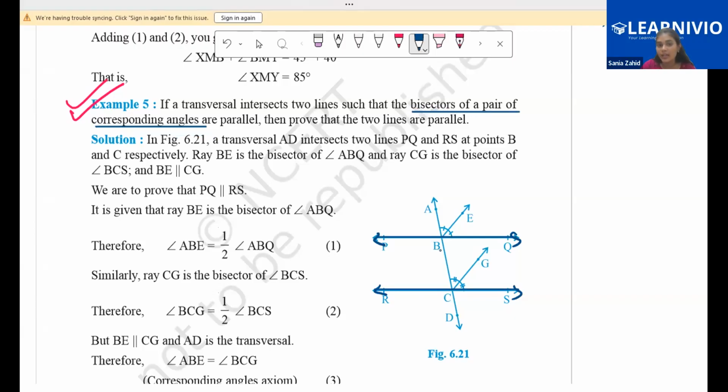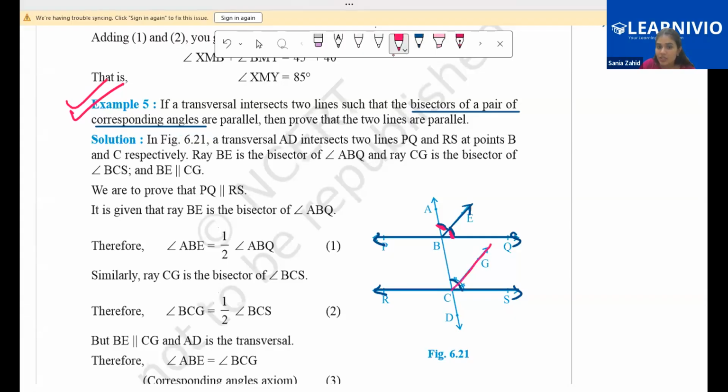So what are corresponding angles? Like this angle is corresponding to this angle. And the angle bisectors, like BE is bisecting this whole angle ABQ. It's bisecting it. That means this half part is equal to this half part. Look carefully. This half part is equal to this half part.